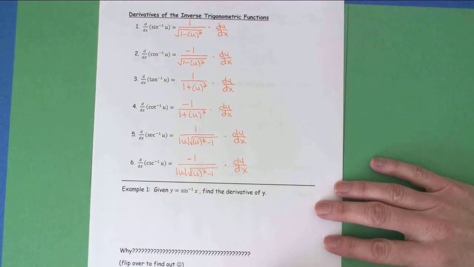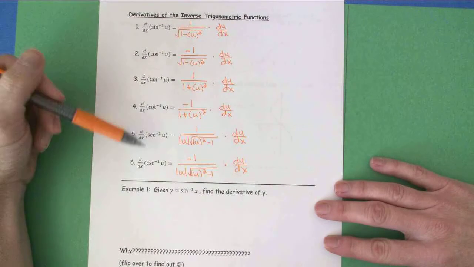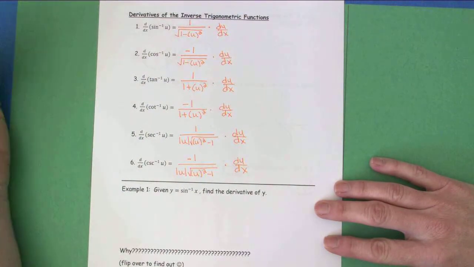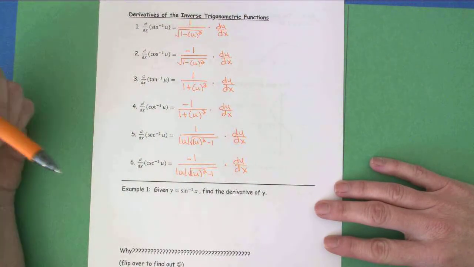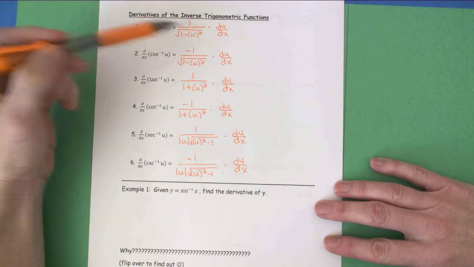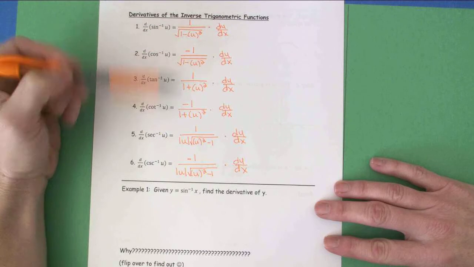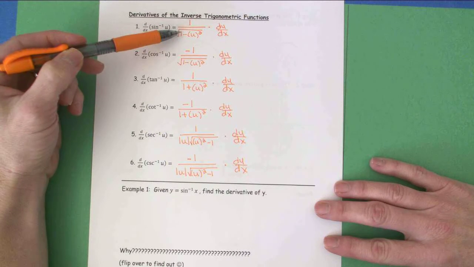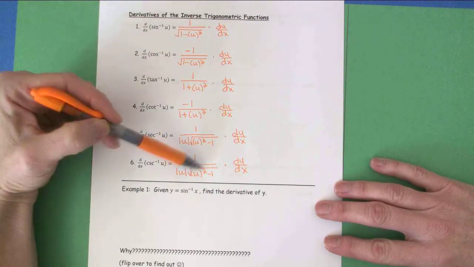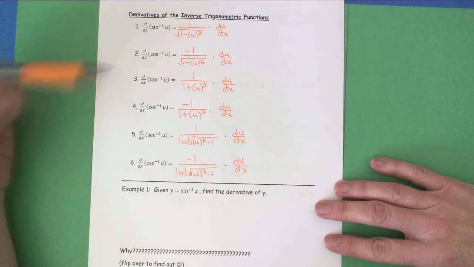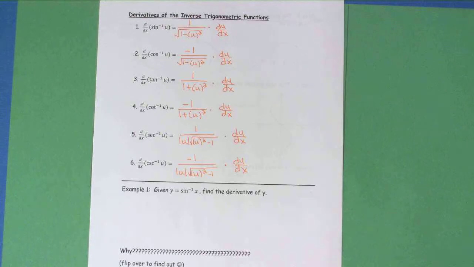So this set of derivatives is one of the harder sets to memorize. I think these are harder than your regular trig functions just because of the square roots. You see how some are positive and negative. Some on the bottom go 1 minus u squared, some go u squared minus 1. So this is going to take some memorization strategies on your part. But now I'm going to show you how to use them.